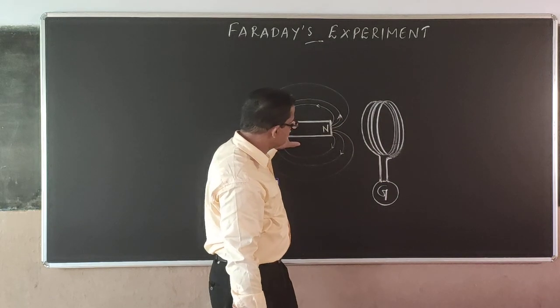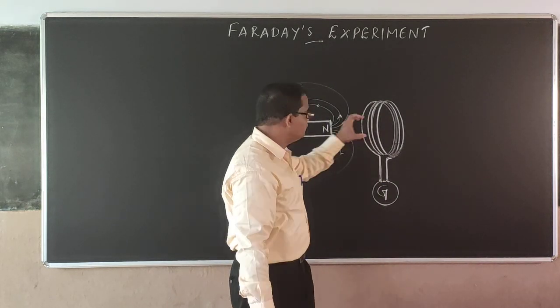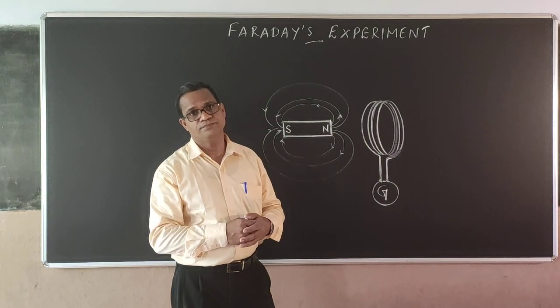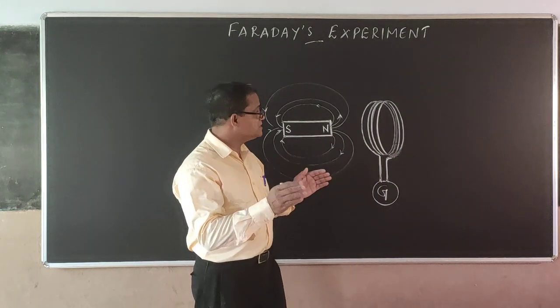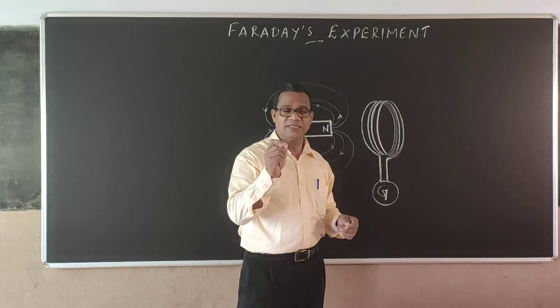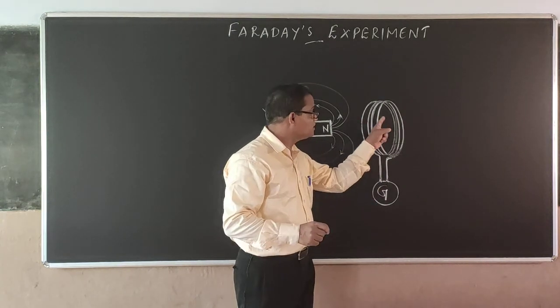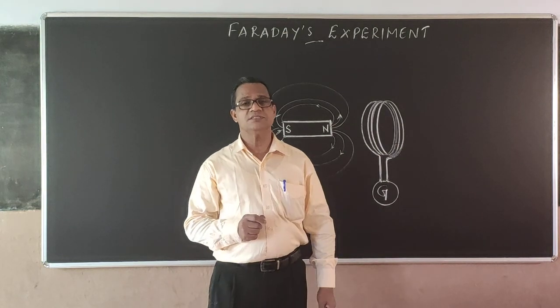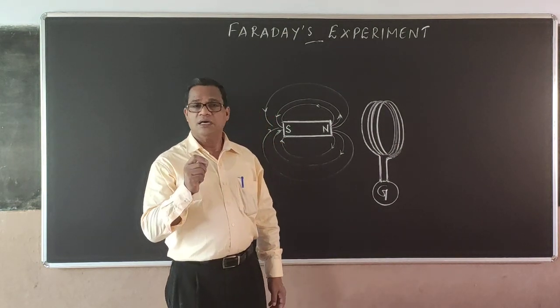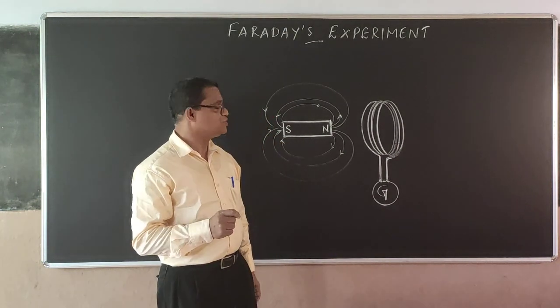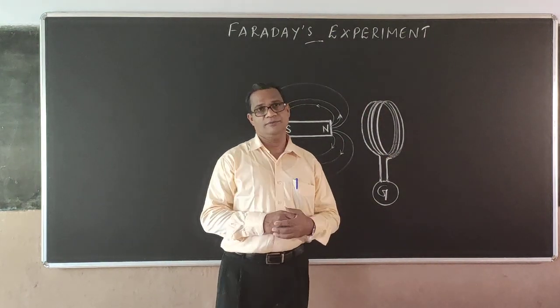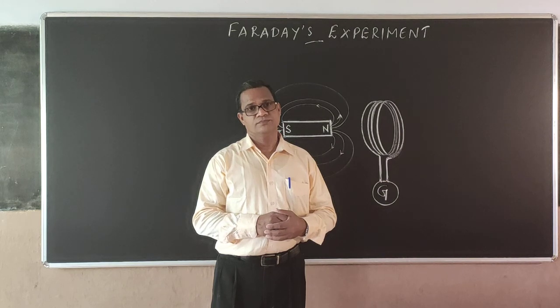And when those field lines are linked with the coil and as you move it, the field strength is found to be varying. That means there is a varying magnetic flux linked with the coil. That varying magnetic flux is the cause which is producing the current in the coil.